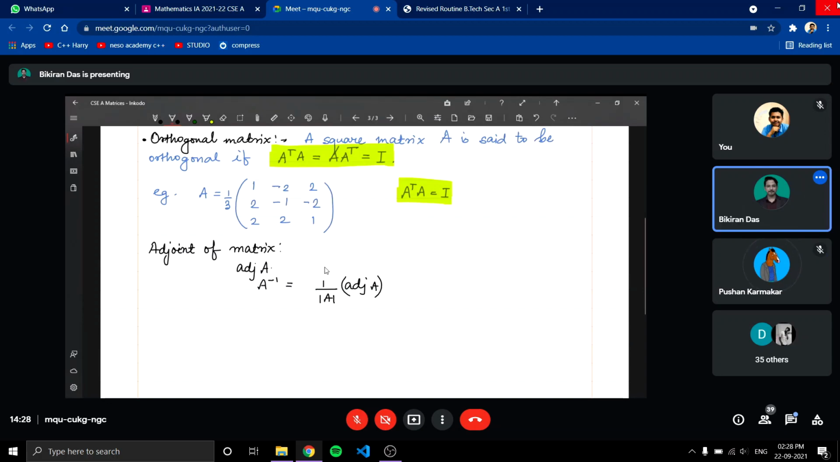Yes, sir. Okay. Do you remember another process of finding the inverse using elementary row operations? Yes, sir. Do you know? Can you tell me that? Anyone? What are elementary row operations? Can you tell me?